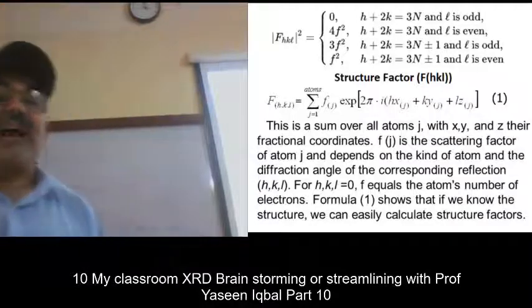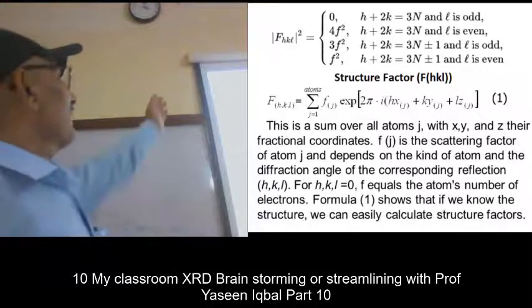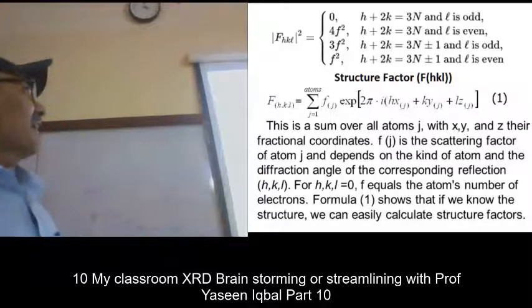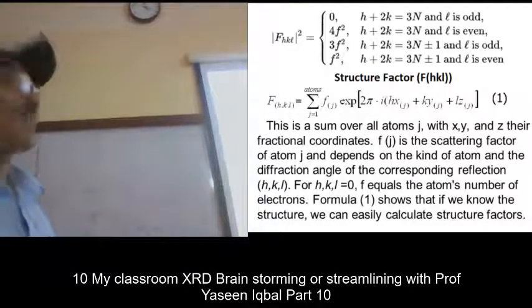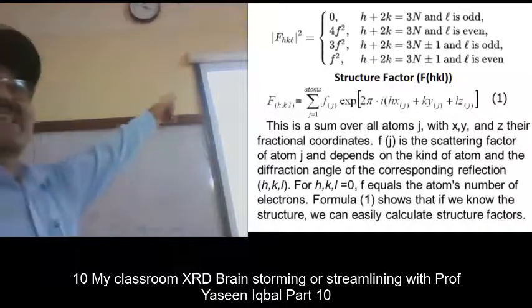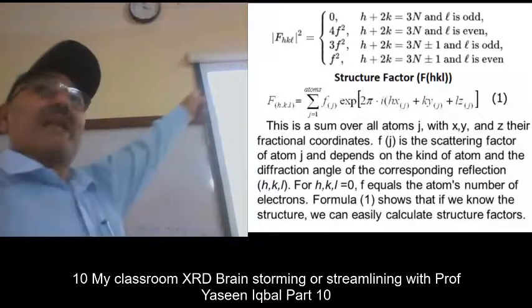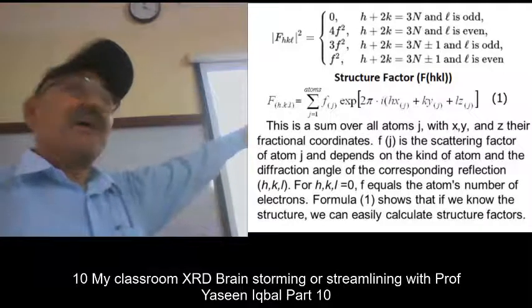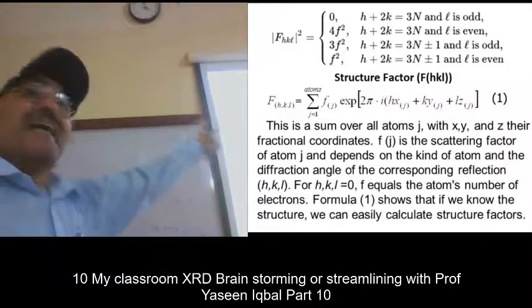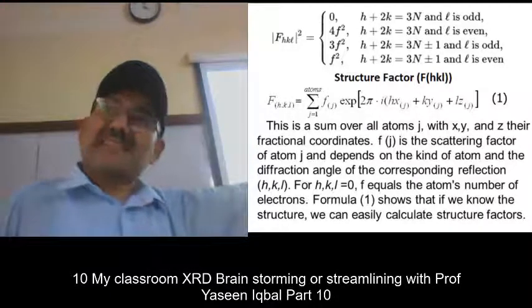Now, if H plus 2K is odd, that is L is odd, and FHKL is 0, right? So you will have no reflection where the H plus 2K is odd.